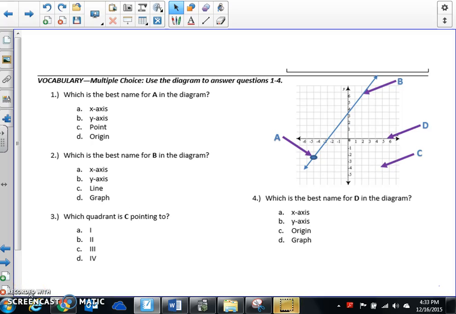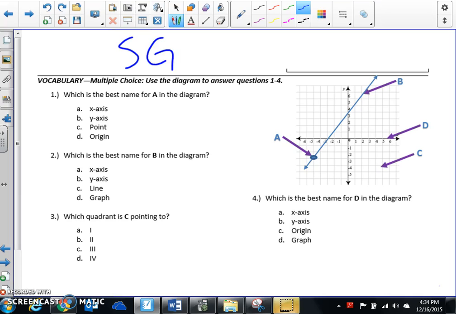Alrighty, this is the Unit 2, Part 2 study guide. Alright, which is the best name for A? So, A is just straight up pointing at a point.